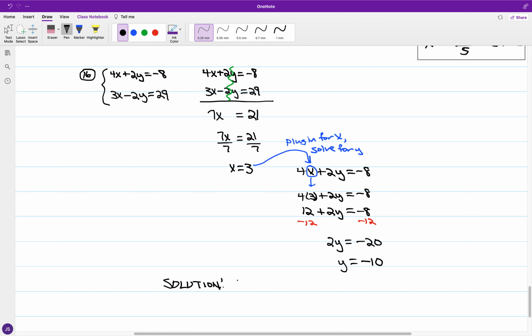And so for the solution, we have x is equal to 3 and y is equal to negative 10, just writing as an ordered pair. So there's only one point of intersection between the graphs of these equations. Again, that point is going to be located at 3, negative 10.